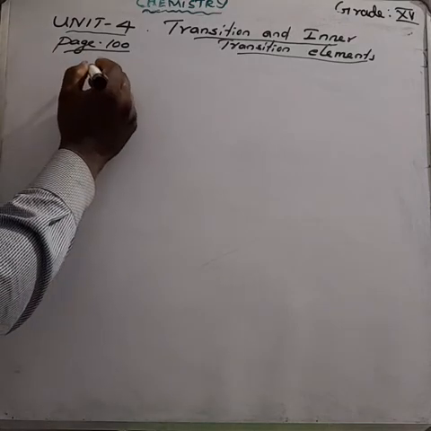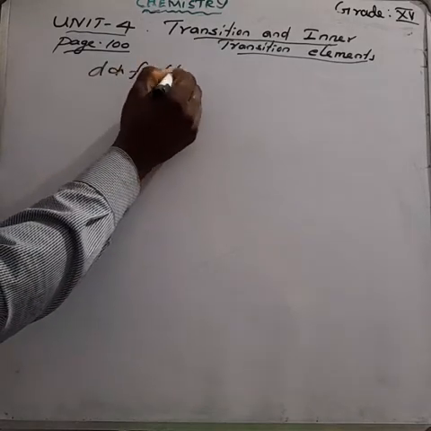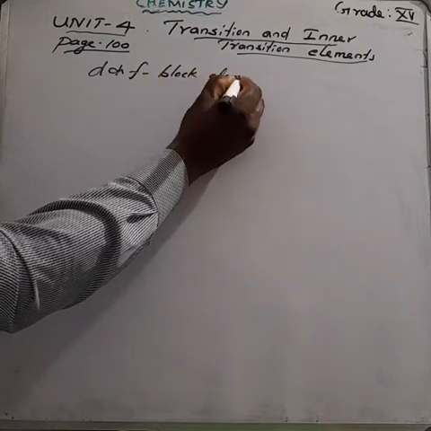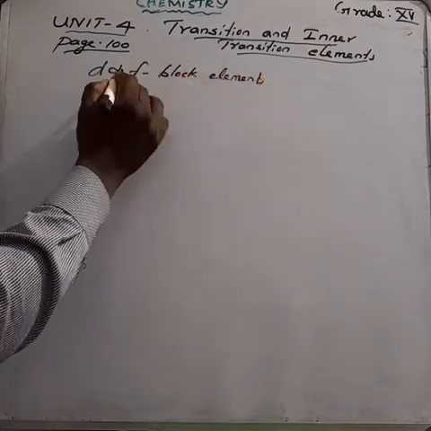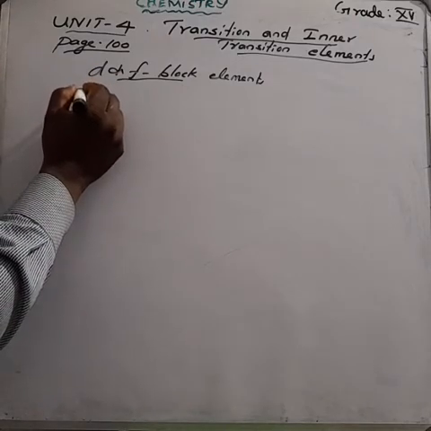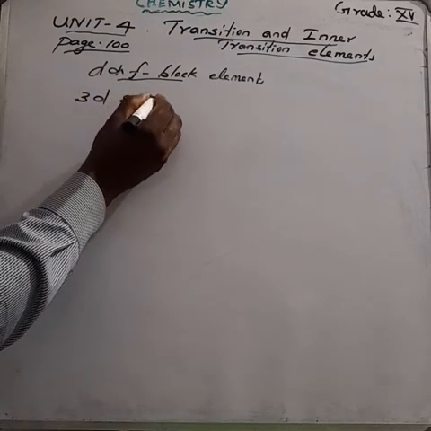Here, what is our today learning objectives? To learn about the position of D and F block elements in the periodic table. The position of D and F block element in the periodic table. Second one, the general trends in properties of element of 3D series. The general trends in properties of elements of 3D series.